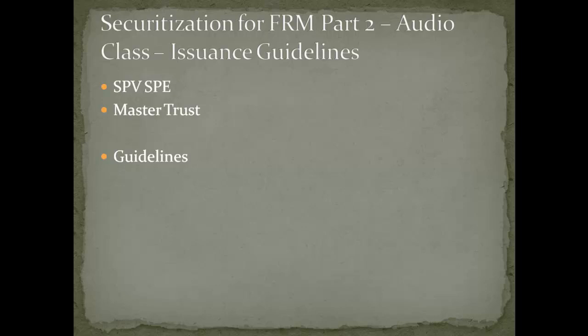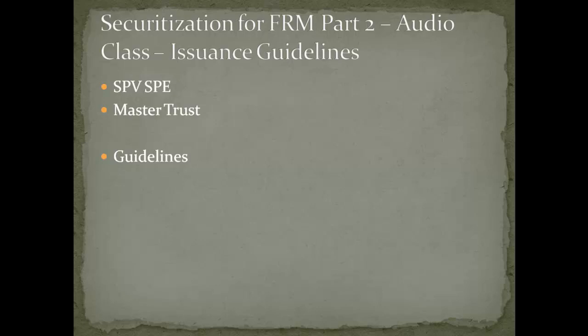Securitization for FRM Part 2, the audio class, and we are talking about issuance guidelines. The aim here is to analyze the differences in the mechanics of issuing securitized products using a trust or a special purpose entity. The primary purpose of the transfer is to facilitate the securitization transaction. In the mortgage market, Fannie Mae and Freddie Mac are pre-existing companies that are active asset purchasers. For most transactions, however, an entirely new legal entity called a special purpose vehicle or special purpose entity is constructed.